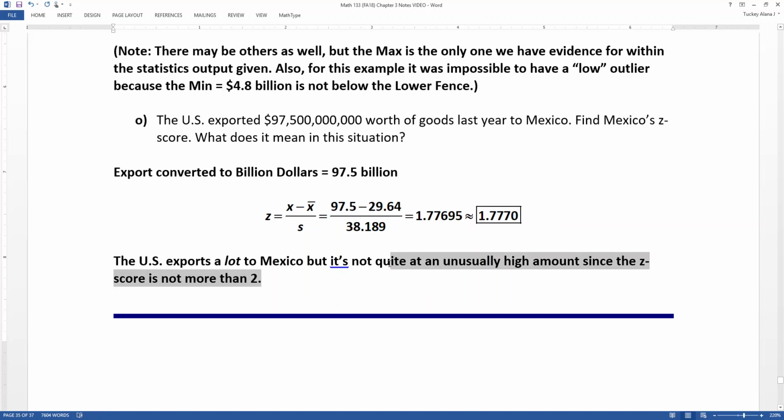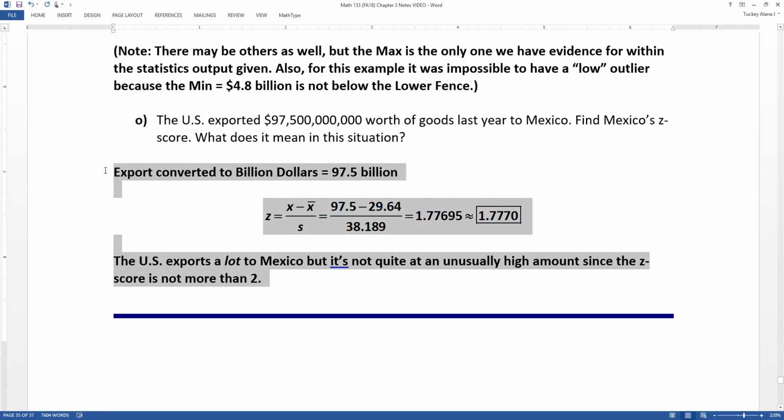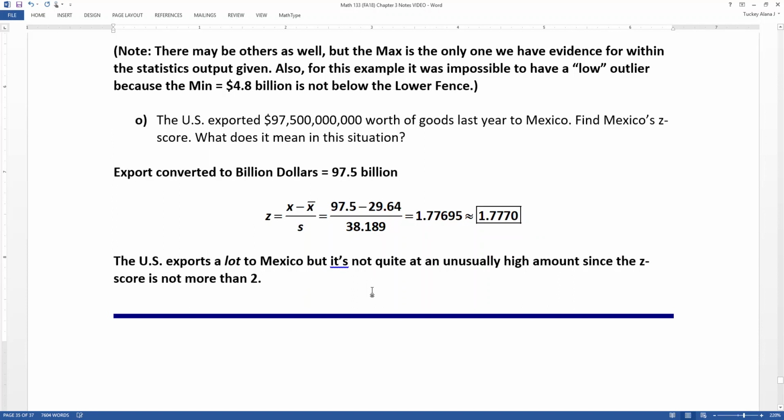All right, there we go. We're all done with that problem. And I hope that was very useful for reviewing pretty much every concept that we learned in chapter 3.